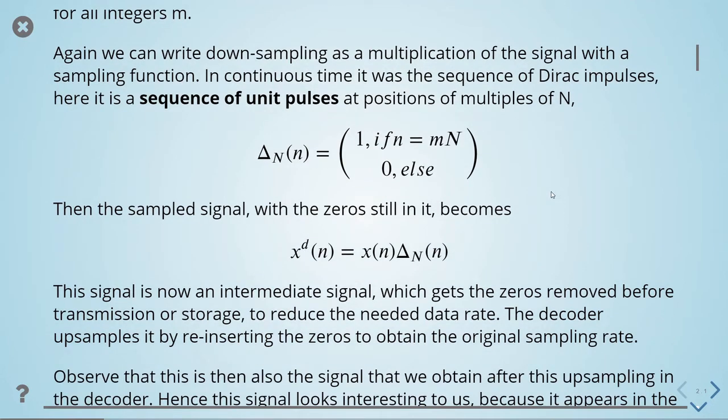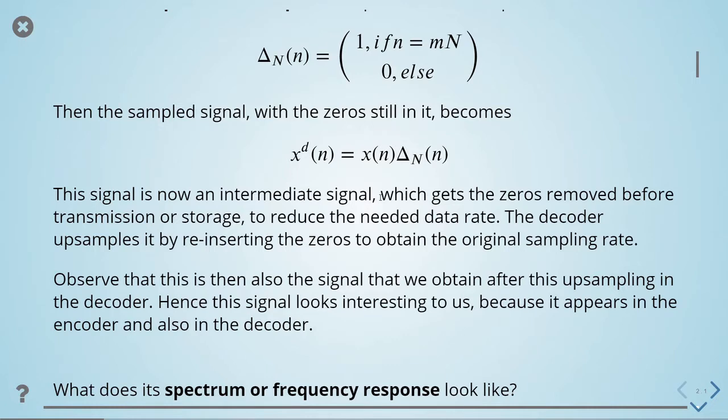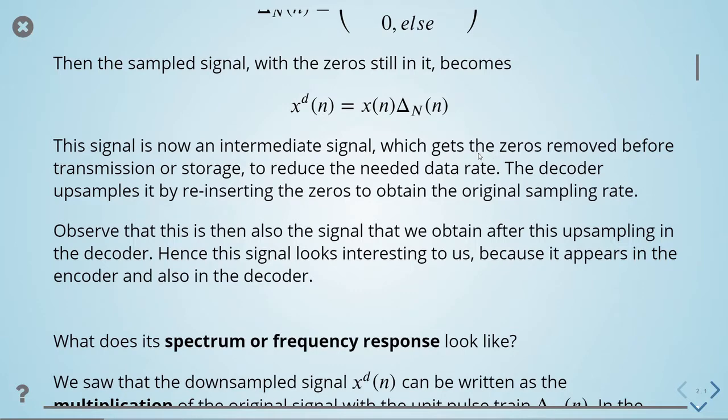So far this is an intermediate signal because there are still zeros in it, and the zeros will get removed before transmission or storage to reduce the needed data rate. The decoder upsamples it by reinserting the zeros to obtain the original sampling rate. So observe that this is also the signal that we obtain after upsampling in the decoder. Hence the signal looks interesting to us because it appears in the encoder and also in the decoder. So what does its spectrum or frequency response look like?